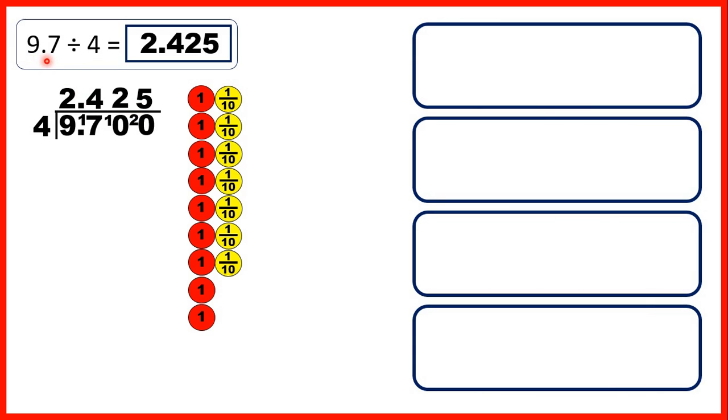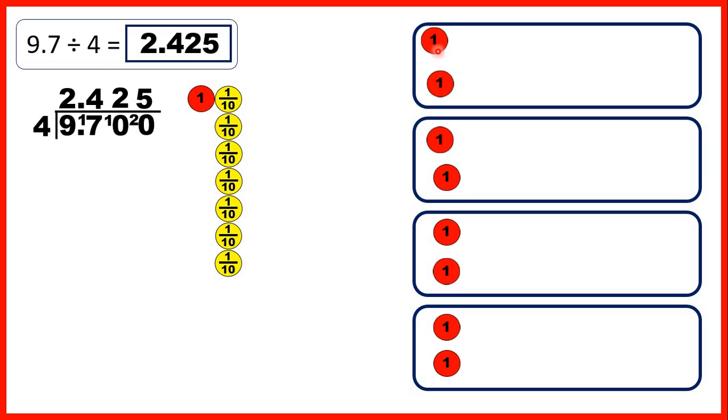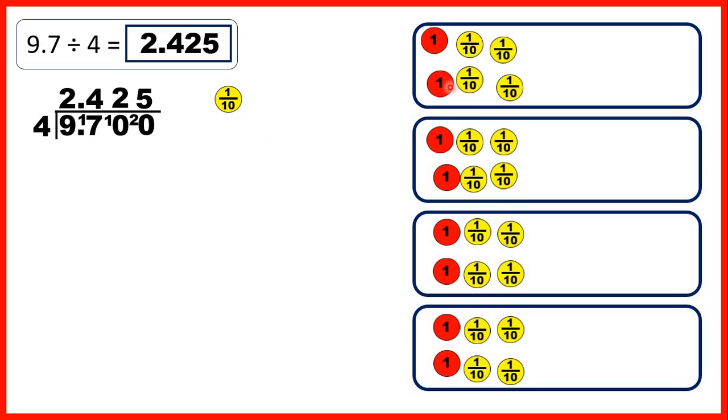Then we had 9.7, so 9 ones and 7 tenths, and we were dividing by 4. 9 divided by 4 is 2 remainder 1, because we can share out the ones so that we have 2 in each group, but then we have 1 left over. We could write that in front of our tenths digit because 1 whole is the same as 10 tenths, so then that gives us 17 tenths. We can share out those tenths with 4 tenths in each group, so that's 4 in the tenths digit of our answer, but then we have 1 remaining tenth.